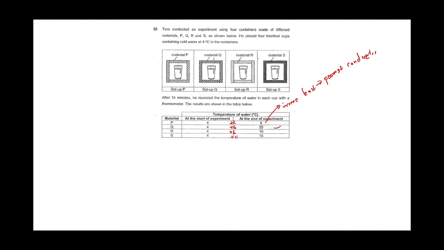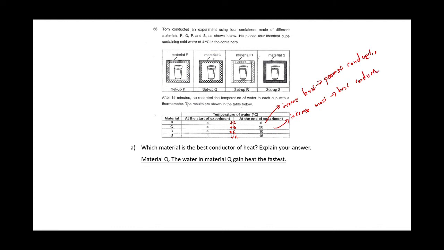Then this one, the temperature increased the most, right? That means the water inside gains heat the fastest. If the water inside gains heat the fastest, that means the material is able to transfer heat to the water faster. So that means this material is the best conductor of heat. Okay, so if let's say the question asks you which material is the best conductor of heat, as I mentioned already, Q is the best conductor of heat. The reason being, the water in material Q heats up the fastest.